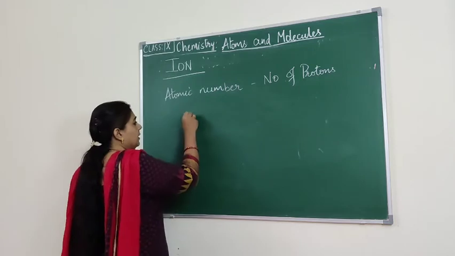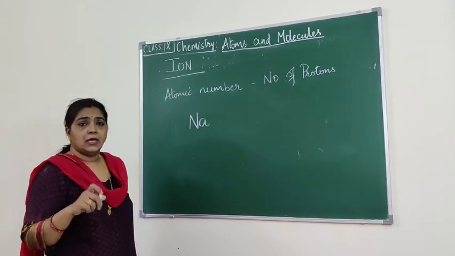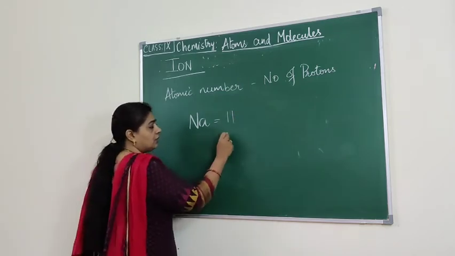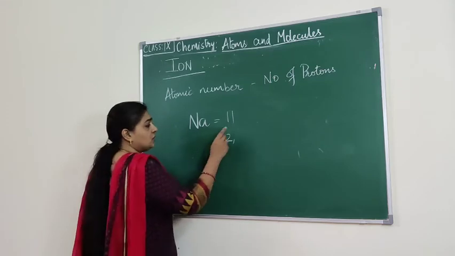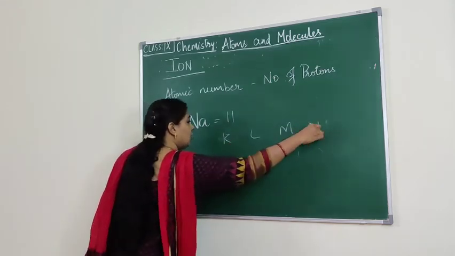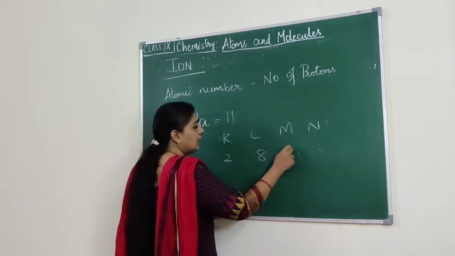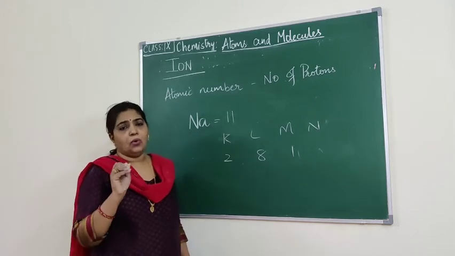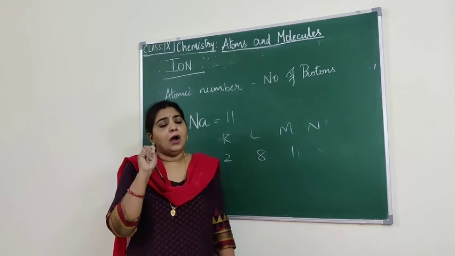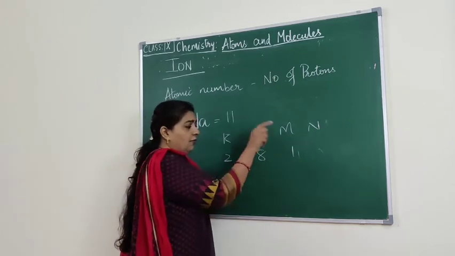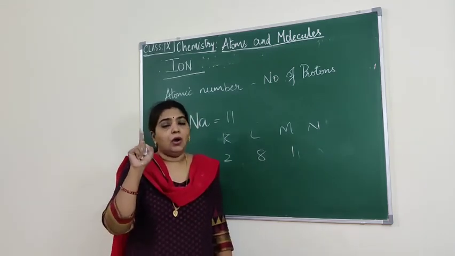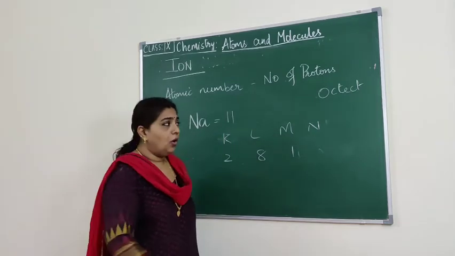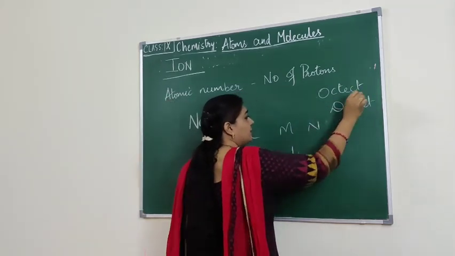For example, if I take sodium, the atomic number of sodium is 11. You remember in 8th standard we learned electronic distribution, or electronic configuration, in the K, L, M, N shells. When we distribute the electrons, it is distributed as 2, 8, 1. All the elements try to become stable. How do they become stable? If they get 8 electrons in the outermost shell, the octet configuration, or the duplet configuration, then they become stable.